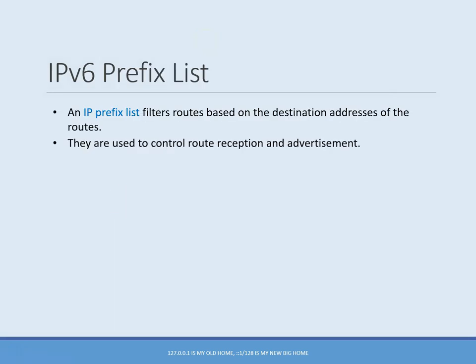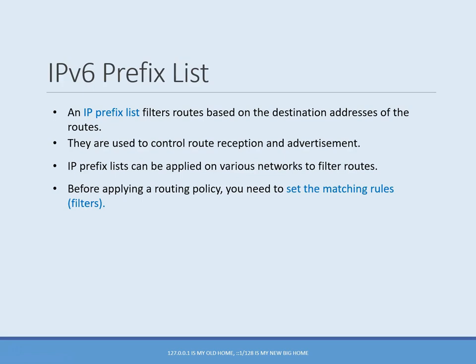An IPv6 prefix list filters routes based on the destination addresses of the routes. To control route reception and advertisements based on the destination addresses of the routes, you need to configure an IPv6 prefix list. Each route contains an IPv6 prefix. Therefore, the IPv6 prefix list can be applied on various networks to filter routes.